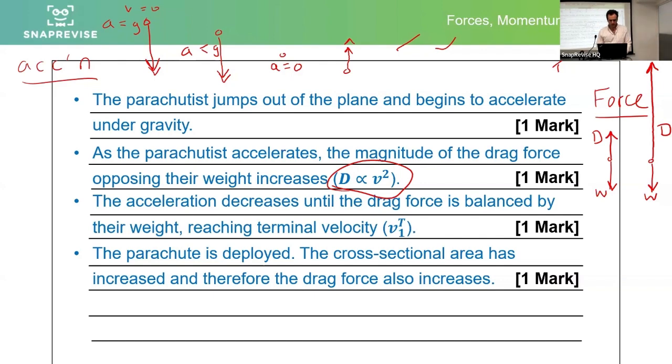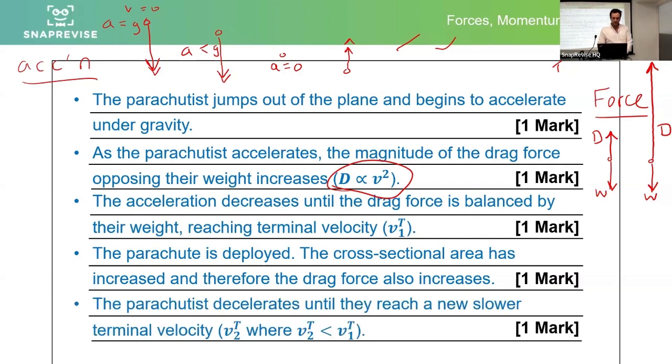Okay. The cross-sectional area has increased. Yep, big parachute, and therefore the drag force also increases. The parachute just decelerates, or I've phrased it as accelerates, sort of against his motion. Same thing. The parachutist decelerates until they reach a new, slower terminal velocity. Yes, after a while.